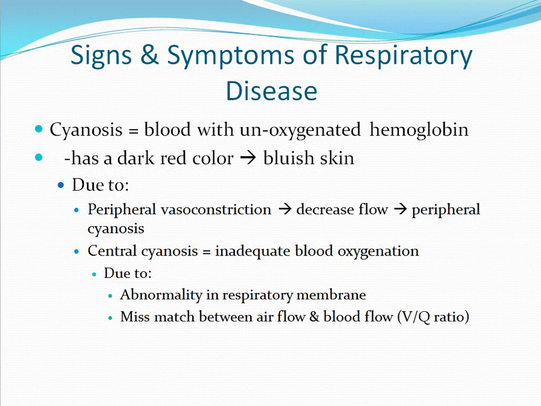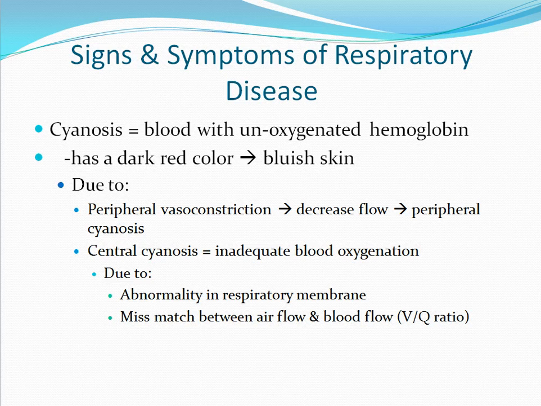The last common sign or symptom of respiratory disorders is cyanosis. This occurs when blood contains large amounts of unoxygenated hemoglobin. As a result, it takes on a dark red, almost maroon color that results in a bluish tinge to the skin. Cyanosis may be due to peripheral vasoconstriction. This would cause a decreased blood flow to the periphery, resulting in peripheral cyanosis. It could also be due to central cyanosis. This is inadequate blood oxygenation.